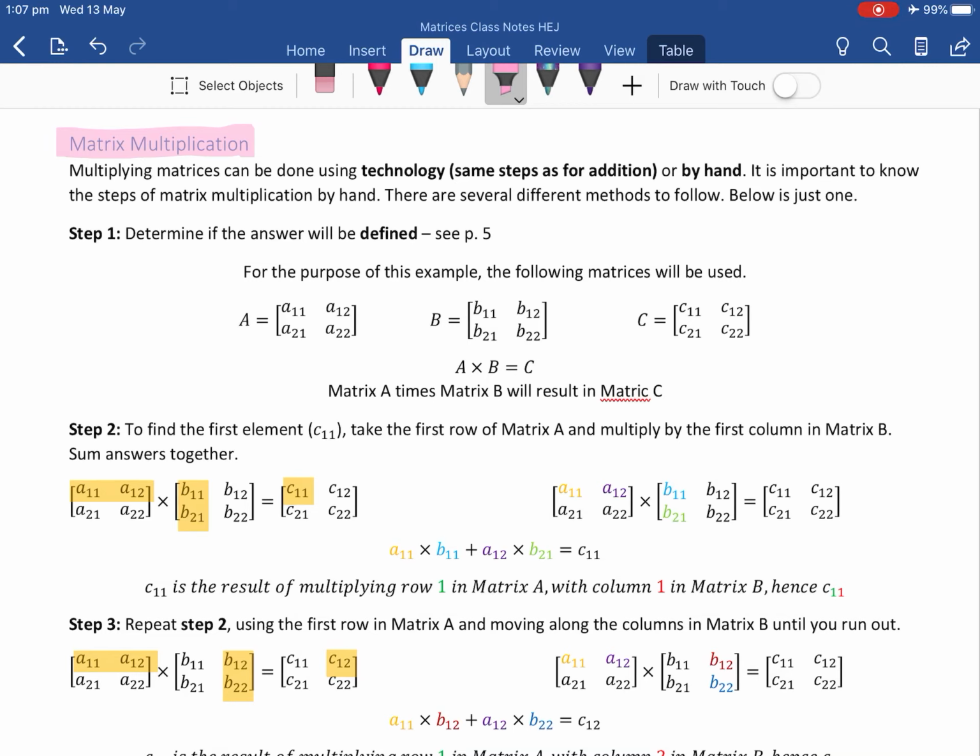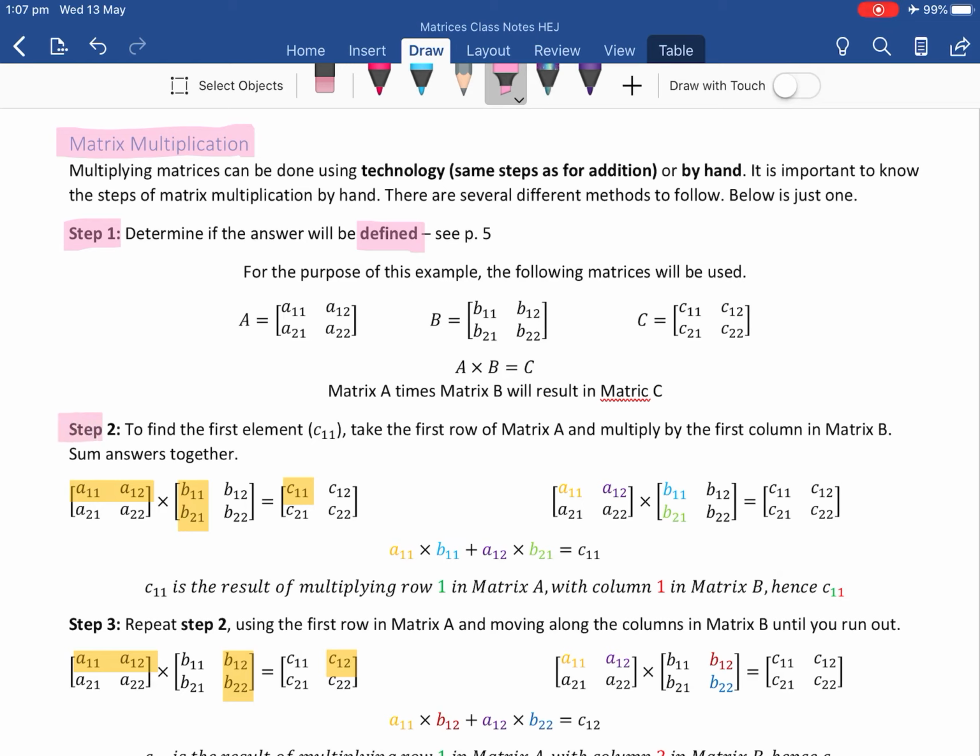Okay. So step 1 is determine if the answer will be defined. So that's all what we talked about from the last one. You need to find the order of both matrices. If those middle numbers equal the same, that means you can multiply them, and the outside numbers will tell you what size the answer will be. That's your first step.